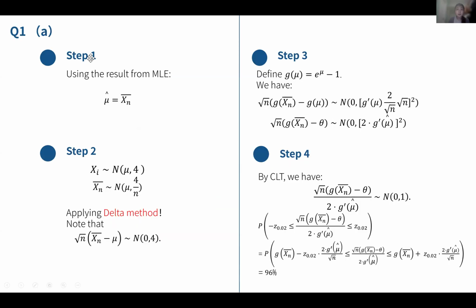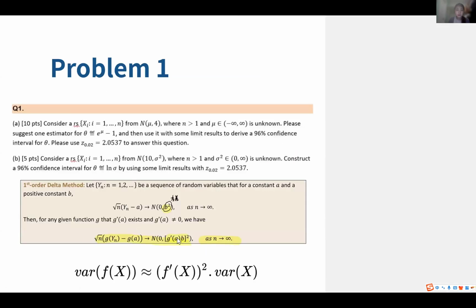So we can apply the delta method, and we define G mu equal to this function, which is shown in the definition, right? So we have this function here. It is this function, right? We just use this first order delta method.